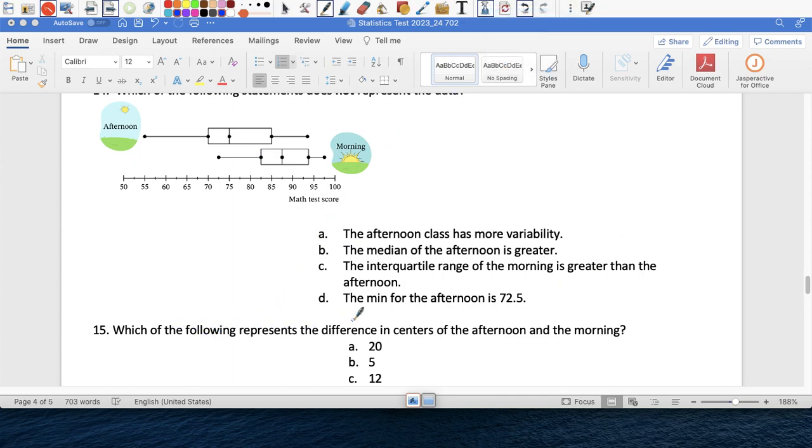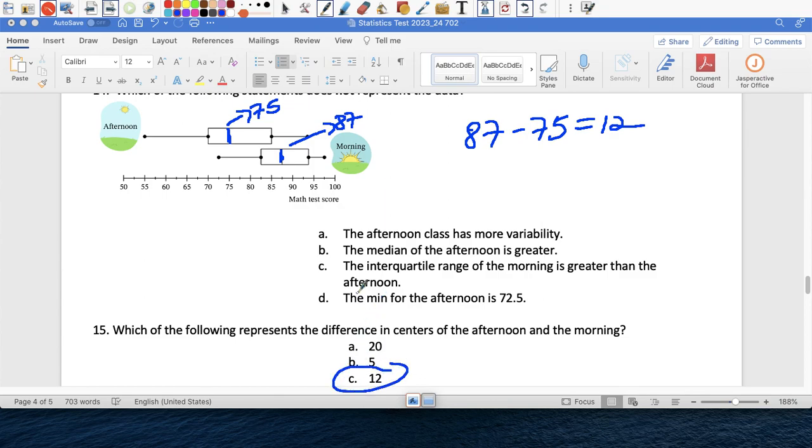Which of the following represents the difference in centers of the afternoon and the morning? So let's look at the median. What's the median for afternoon? That's 75. What's the median for the morning? 87. So what's the difference? So we can do 87 minus 75. We get 12. So that's about our answer.